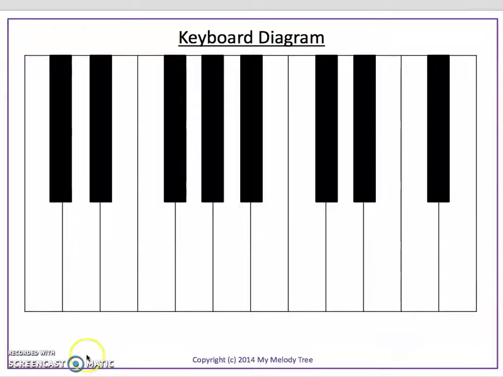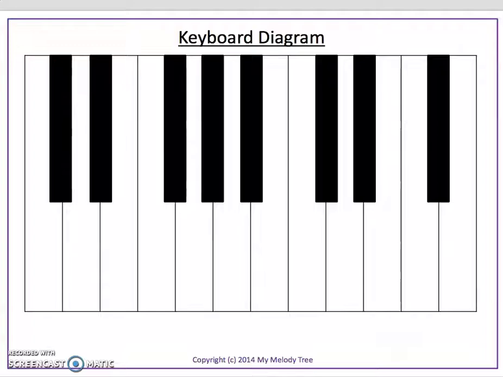So if this is C, what would this one be? D, E, F, G, A, B, we're back to C. And of course it's to the left of two black keys. So very good. You did great on that part.